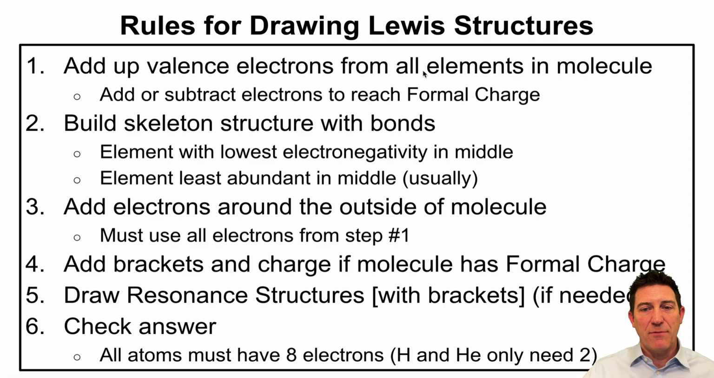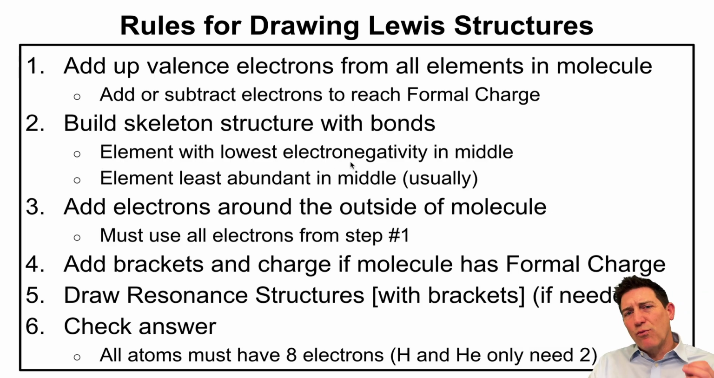Now, number 1, we're going to add up the valence electrons from all the elements in the molecule. How do we do that? We go back to our periodic table and we just look at what group it's in. Now, if it has a formal charge, so I'll bring in each one of these steps as we get more complex, I'll show you how to add or subtract electrons to make it correct. When we're done with that, we're going to build our skeleton structure. Skeleton structure just means the bare bones. It's just where we have the elements and then the bonds between them, but we're not quite done, so we call that a skeleton structure.